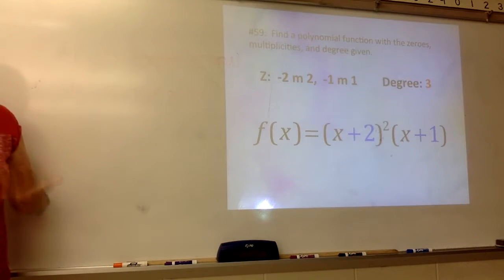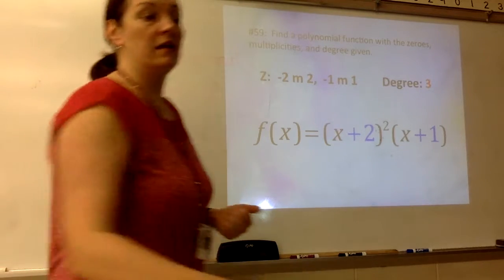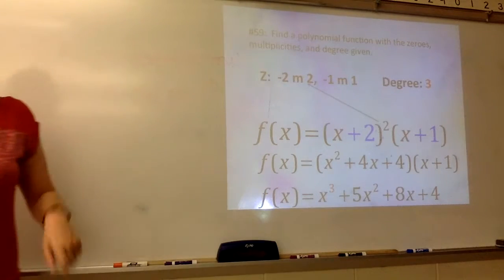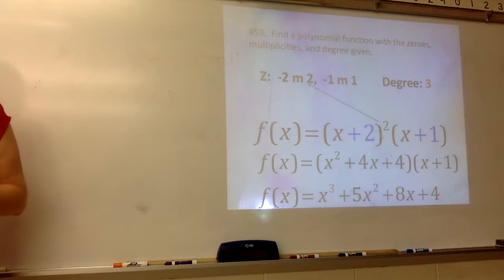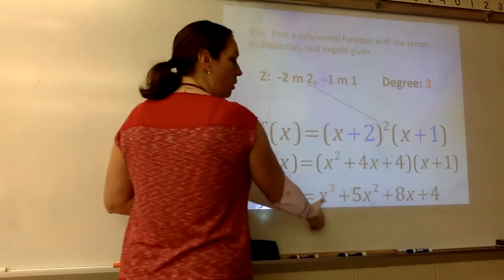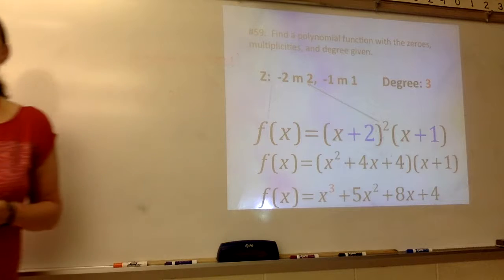From here, as you can see the 2, you then can multiply out by foiling the x plus 2 squared quantities. And then you can distribute the x plus 1 to both of those and combine like terms. The key here is to make sure that the degree overall is 3, which is what we have when we look at the final answer.